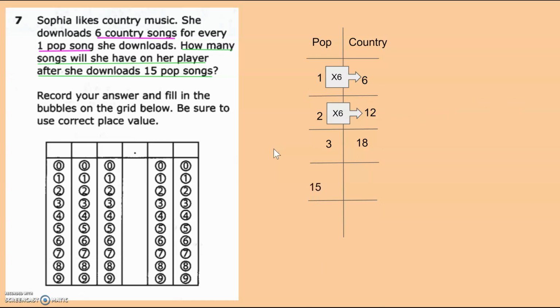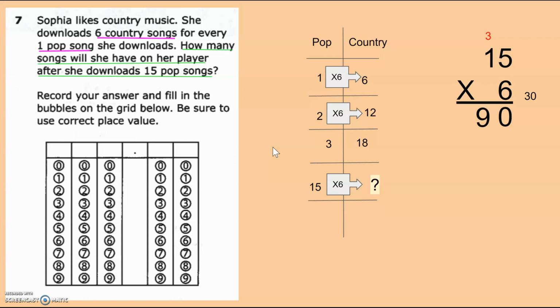I need to know how many for 15 pop songs. So I'm going to do 15, and I'm going to multiply by 6, and that's going to get me my magic number. So I have 15 times 6. I know that 5 times 6 is 30. I know I'm going to leave the 0. I'm going to carry the 3. 6 times 1 is 6, plus 3 more is 9. So my answer is 90.